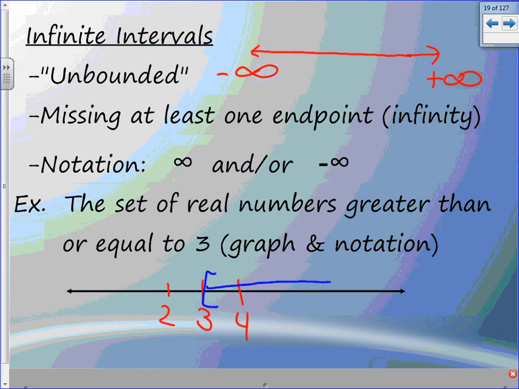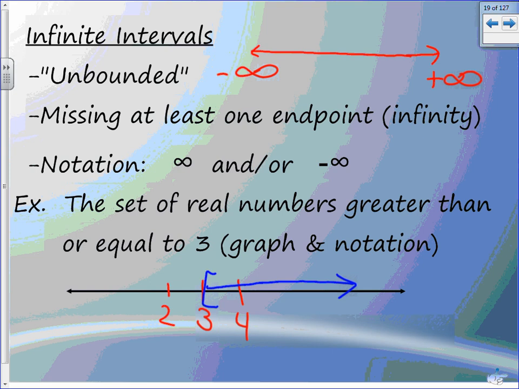And then I'm going to shade to the right because it's all numbers greater than or equal to 3. So if I have a highlighter, I'm going to highlight to the right. If I have a pencil, I'm just going to shade in to the right. So those represent all numbers greater than or equal to 3.